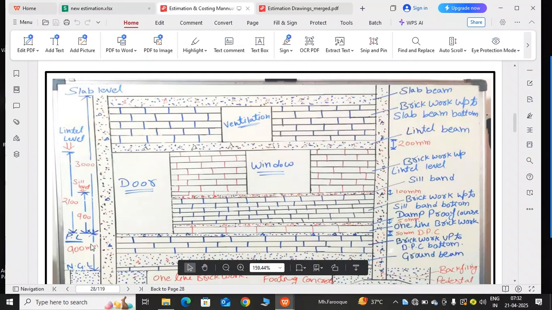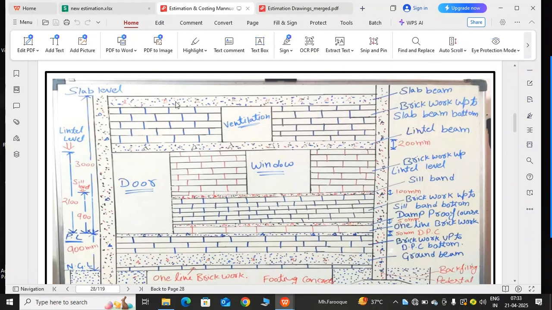Look at this. We have total height from PL to slab level. It is 3 meter or 3000 mm. Total height. Now what should I do? I only need the height of this brickwork, this one and this one and nothing else. What is the height of this brickwork, and this brickwork? We have total height 3 meter. It has been given in the drawing as well that the height from PL to slab level is 3 meter. So we should subtract slab beam, lintel beam, sill band, one line brickwork and DPC. And then we can find the height of all this brickwork.